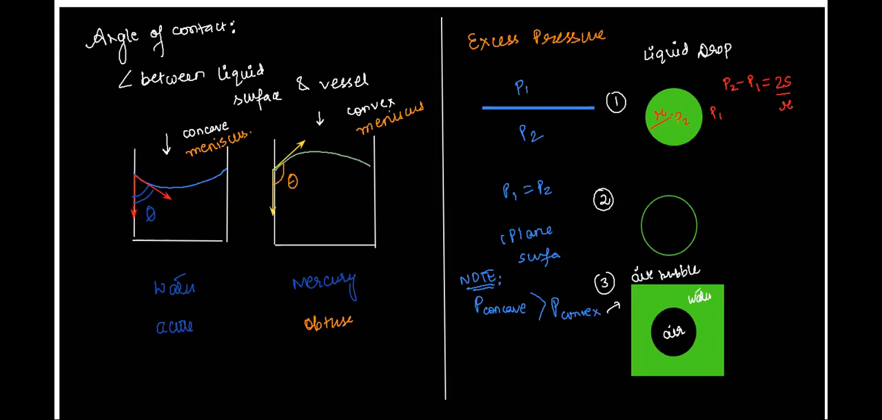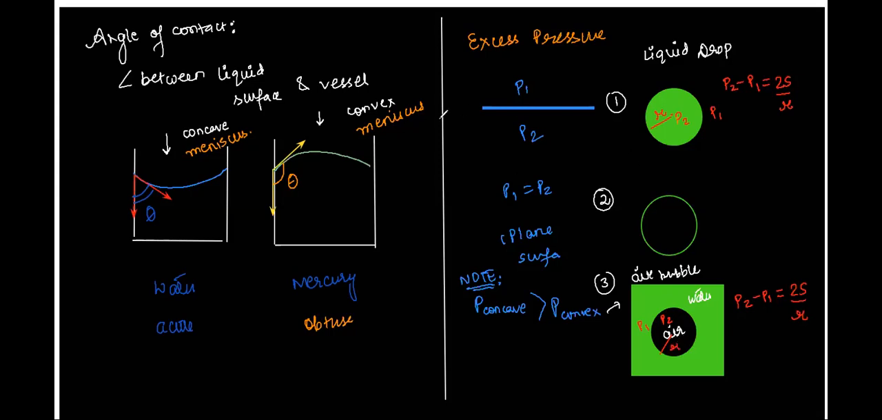And here, let's say the pressure on the inside is P2 and the pressure outside is P1. So again, P2 minus P1 for an air bubble inside a liquid, this difference of pressure is called excess pressure, and its value is again 2S by R, where R is this radius.